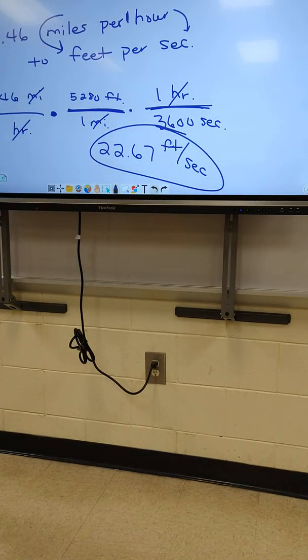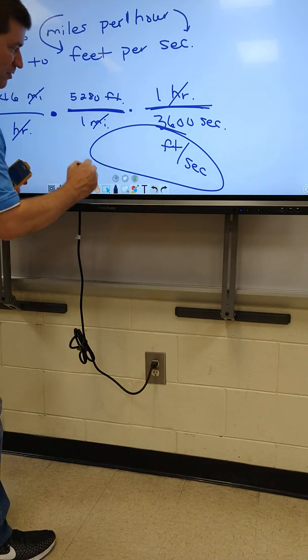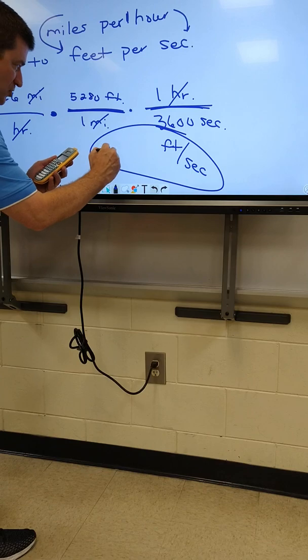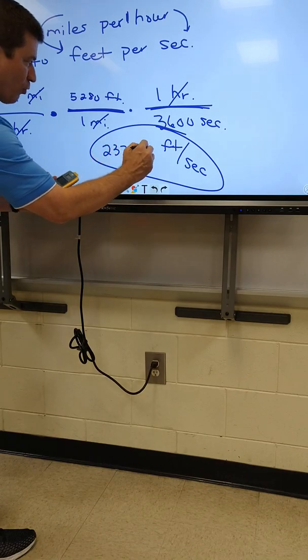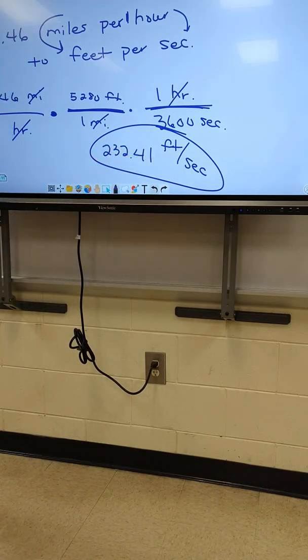That's not what I got. All right, I might have messed up. Let's do it again. Okay, I must have typed in a number wrong. Let's redo it. 158.46 times 5,280. Then divide it by what's on the bottom. I said it all right. I must have just typed it in wrong. Divide by 3,600. Yeah, I got something different. Let's go back and erase this. All right, this time I got 232.41. We good now? All right, calculator issue on my part.